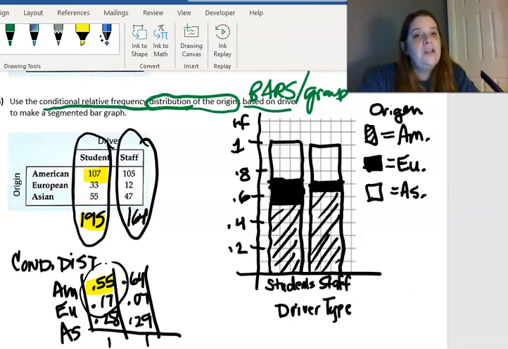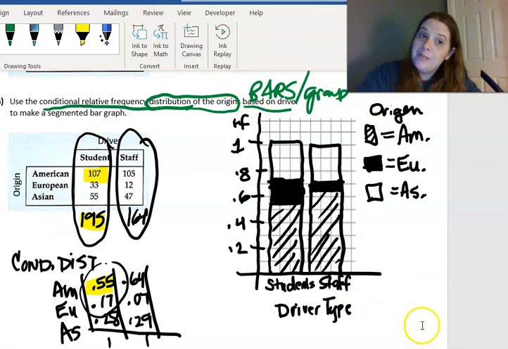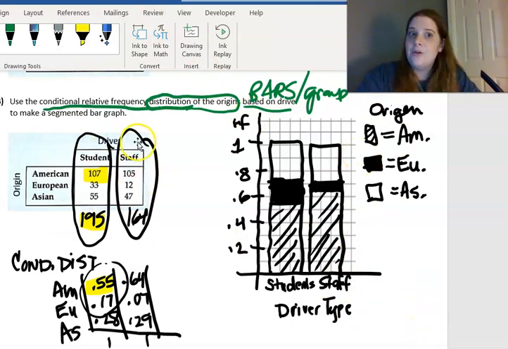Okay? Another thing that we can use this kind of graph to talk about is independence, but that'll be in another video. All right, so good luck with your segmented bar charts and other categorical graphs.